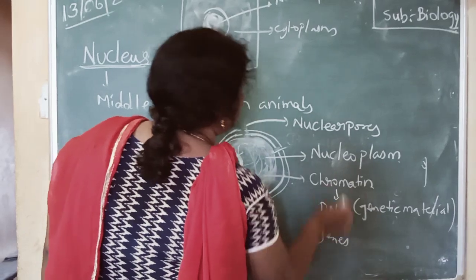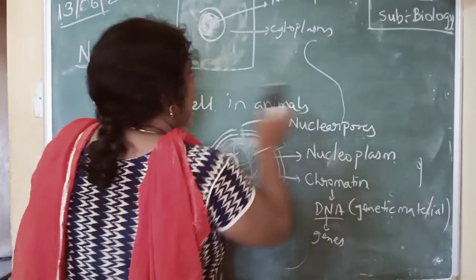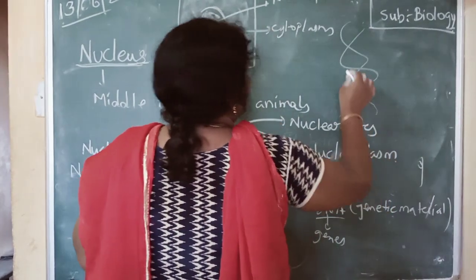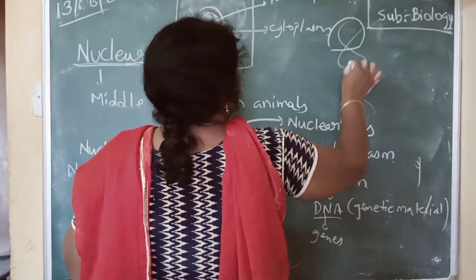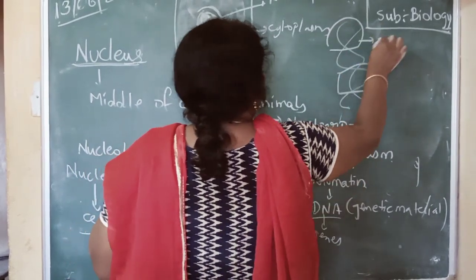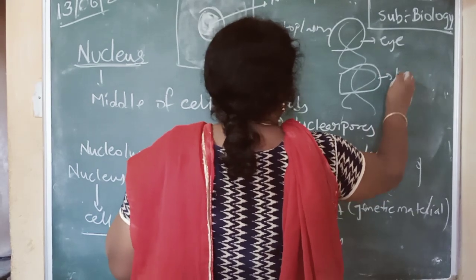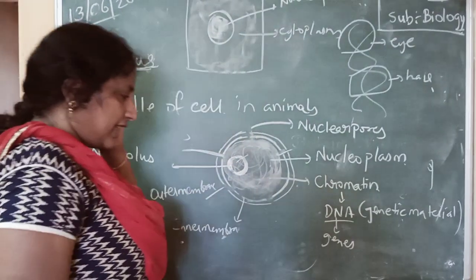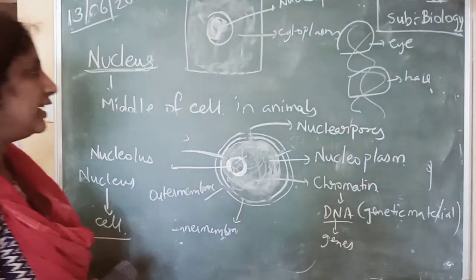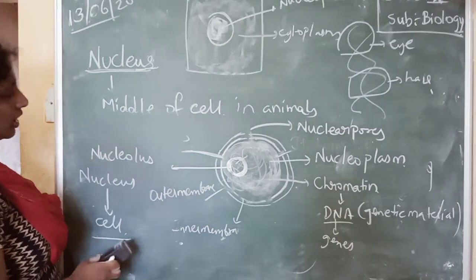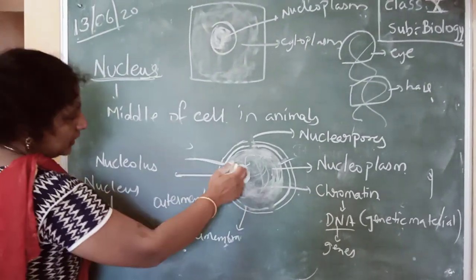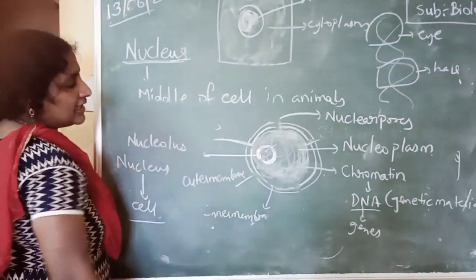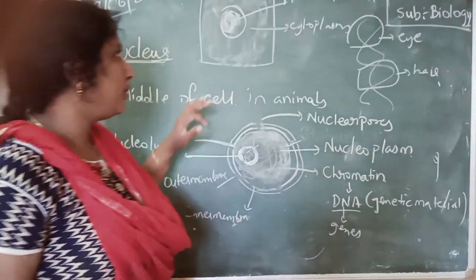If you see the DNA structure, it is already studied in your 8th class. DNA is a double helical structure like this. Suppose this part is one gene, this part is one gene. This is coding your eye color. This is coding your hair color. Like that, the genes are present on the DNA, and this DNA is present inside the nucleus. Now the nucleus contains another dense ball-like structure called the nucleolus, which synthesizes some proteins which are essential for nucleus function.